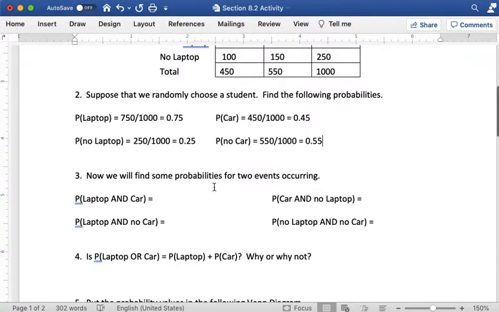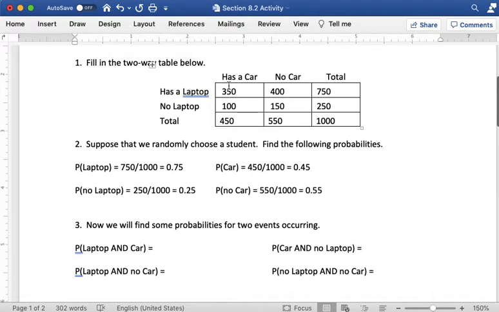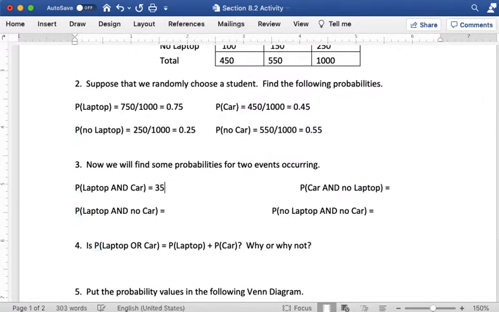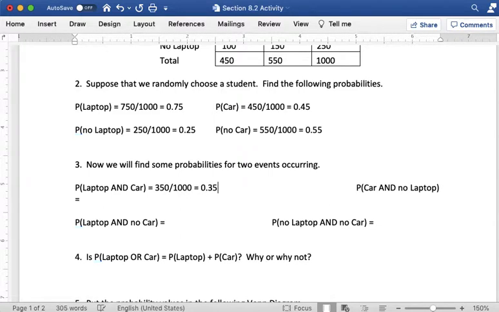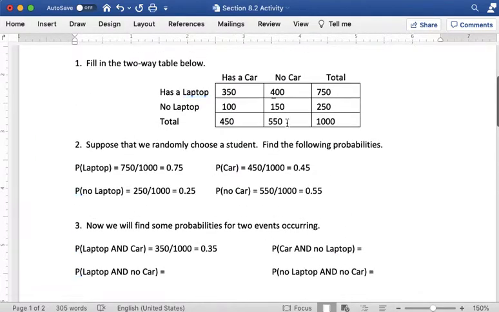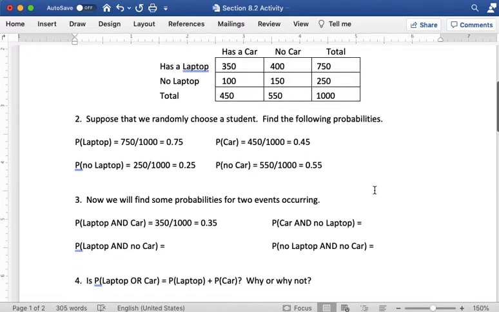So now we're going to find probabilities for two events occurring. The first one is the probability that the student owns both a laptop and a car. We can see that that's 350 students out of our 1,000 students. So 350 divided by 1,000 is 0.35. What's the probability that the student has a car and no laptop? Well, a car and no laptop is 100 students out of 1,000. So that's 10%.